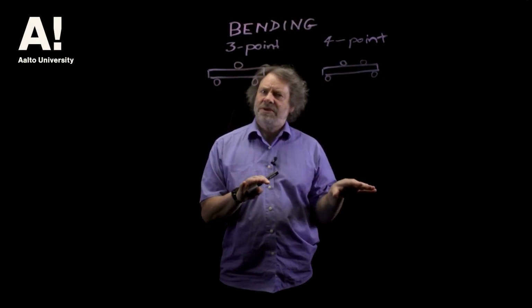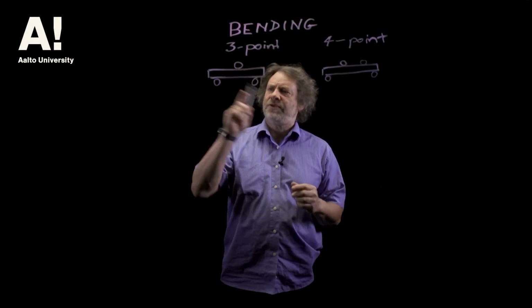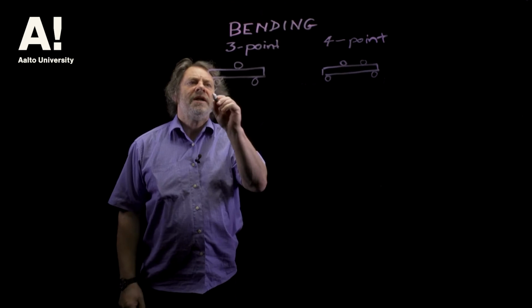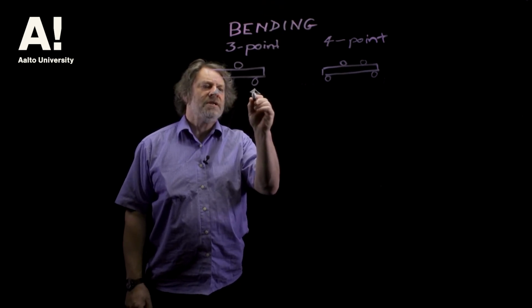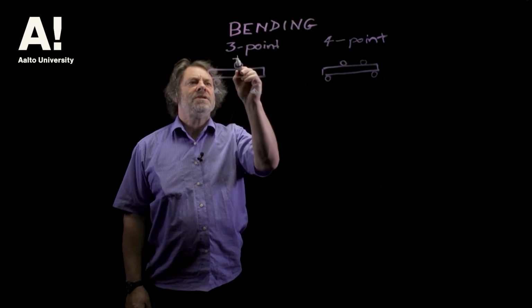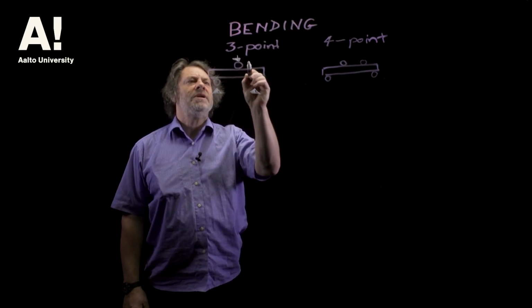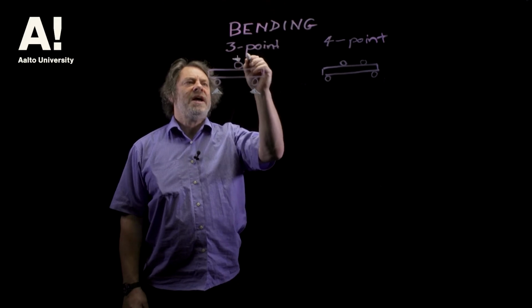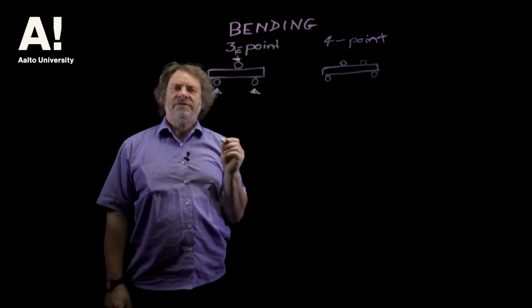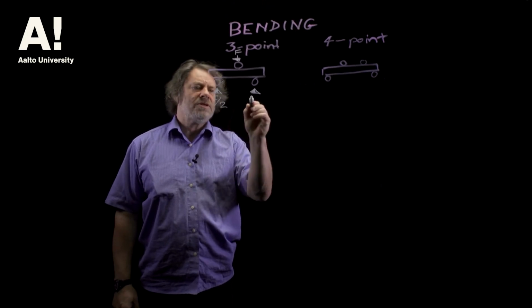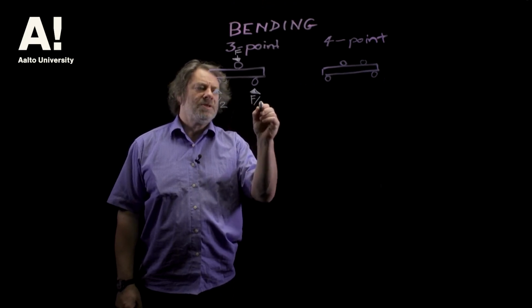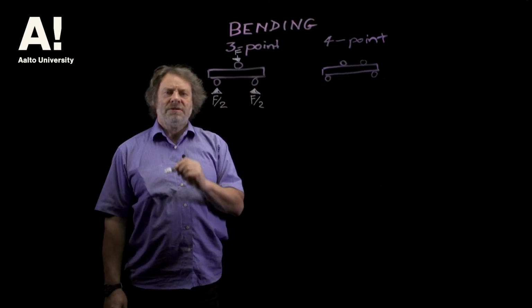Okay, so I'm going to start with doing a bending moment diagram for the 3-point bend test. And in order to do that, we need to consider the forces that are acting on this. We have a force acting downwards here of F, and obviously we have reactive forces in the opposite direction from these two rollers here.